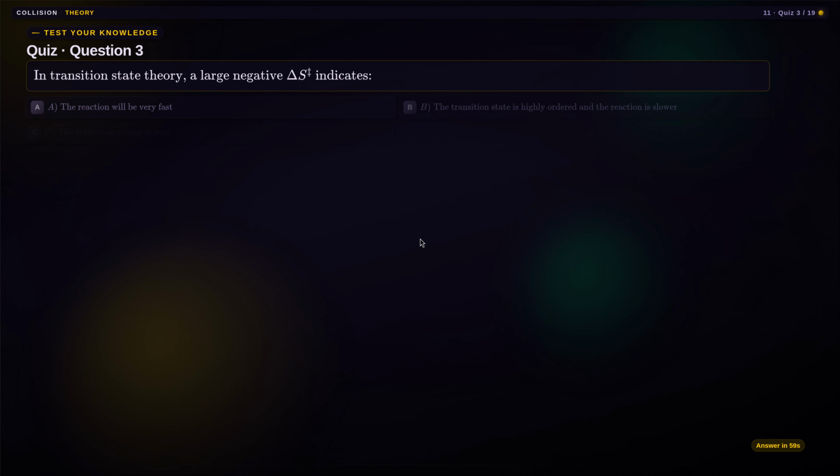Quiz question 3. In transition state theory, a large negative ΔS‡ indicates what? Option A, the reaction will be very fast. Option B, the transition state is highly ordered and the reaction is slower. Option C, the activation energy is zero. Option D, the reaction is exothermic. Remember what the entropy of activation tells us about the transition state structure.